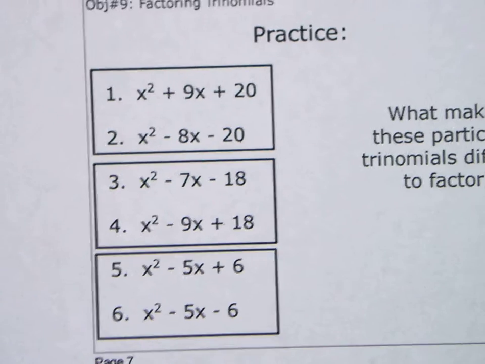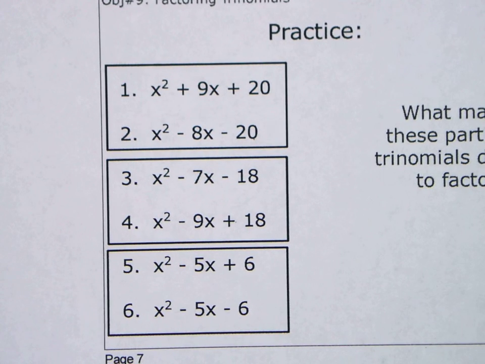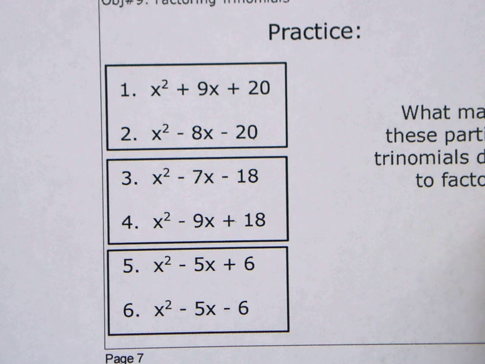Okay? All right, look at number 3 and 4, try them. I'll put the answers on the side. Multiplying to 18 and subtracting to 7. That's negative 9 plus 2. Versus number 4, multiplying to 18, adding to 9.